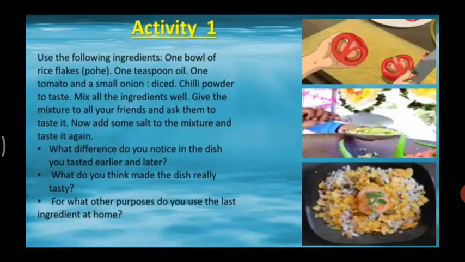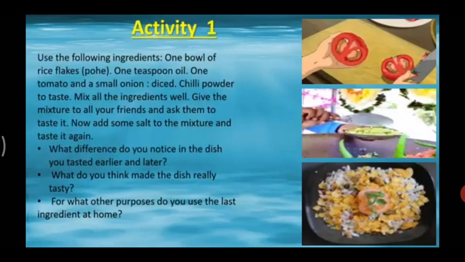The first one is, what difference do you notice in the dish you tasted earlier and later? Then the next question is, what do you think made the dish really tasty? And the last one is, for what purposes do you use the last ingredient at home?